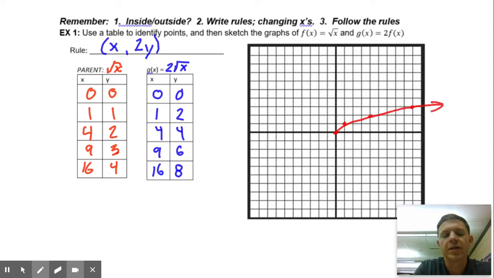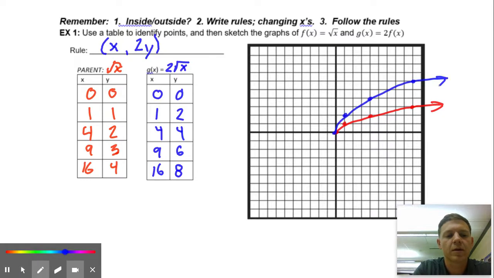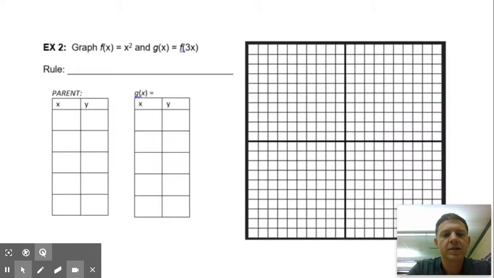Now if I graph the scaled version on top of it, it'll look a little bit different. And there's a scaled up version. We just stretched everything by a factor of 2 vertically. Okay, all the y's just doubled themselves.